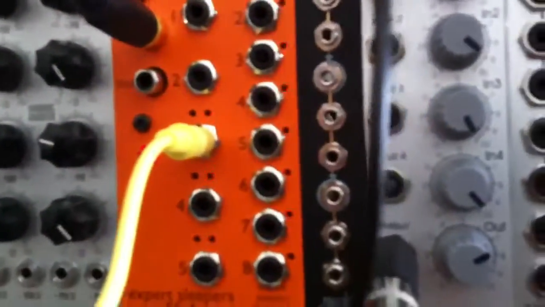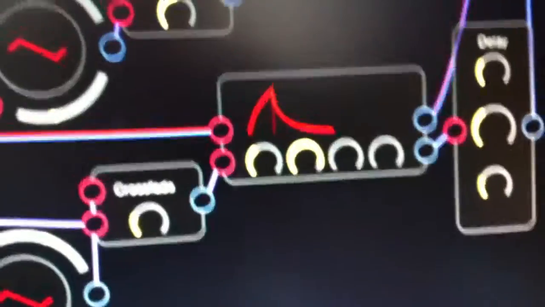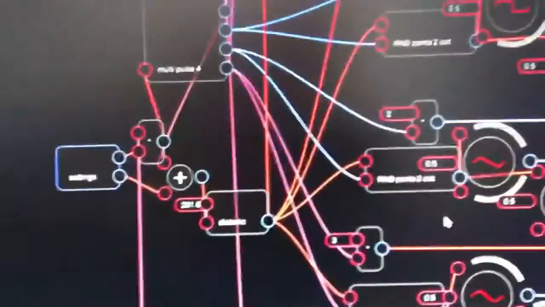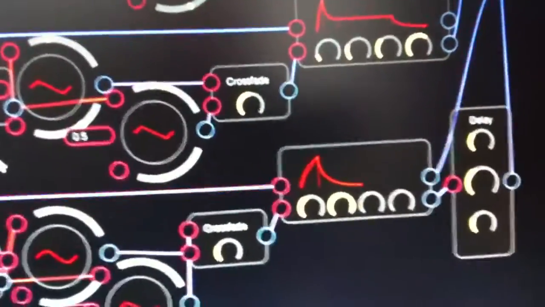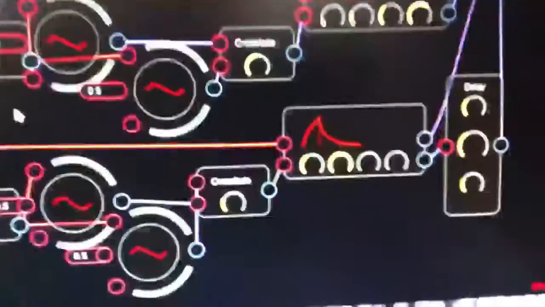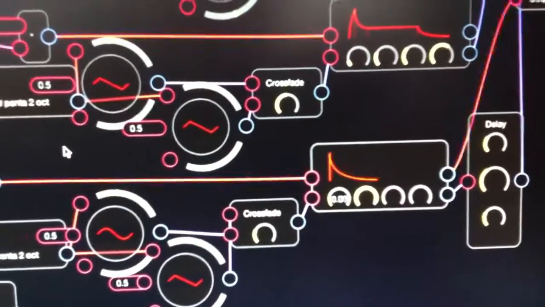Okay, so I've got the ES4 being fed via SPDIF from Audulus, the Quadrille patch that I downloaded. Anyway, so as you can see, I've got things mapped to CCs, thanks to the incredibly easy method included.